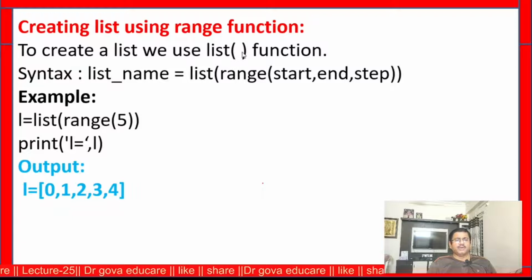In this, I am using only the range function. The syntax is: list name is equal to list of range(start, end, step). For example, L is equal to list of range(5). Range 5 means 0 to 5, so the list is created with the elements 0, 1, 2, 3, 4, up to 4. The list will be created like this. Now I am showing it practically.